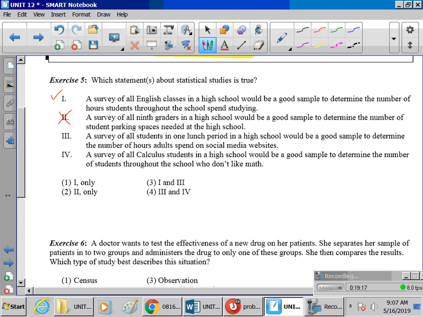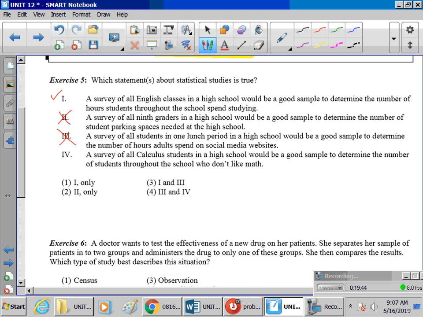So 3, a survey of all students in one lunch period in the high school would be a good sample to determine the number of hours adults spend on social media websites. No, because high school students aren't necessarily considered adults. And obviously you guys can understand that adults don't use the same social media websites that the kids use.